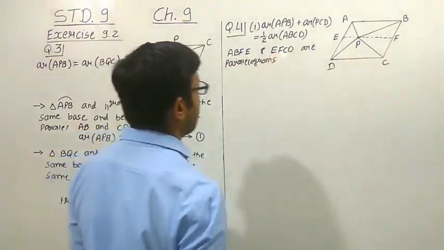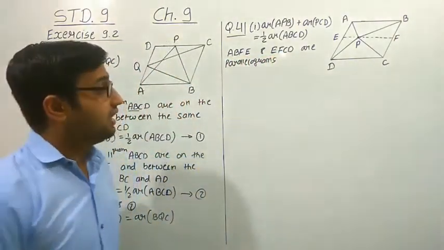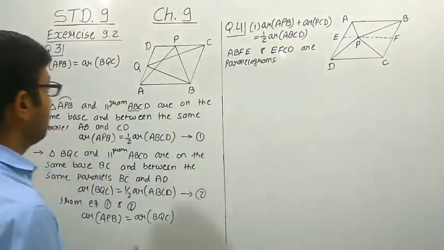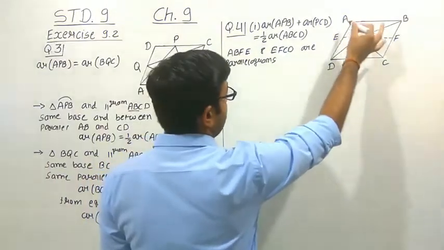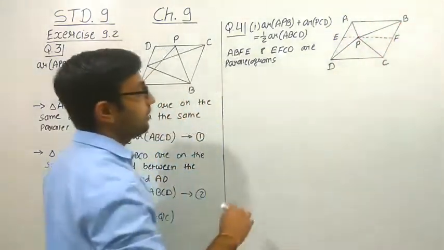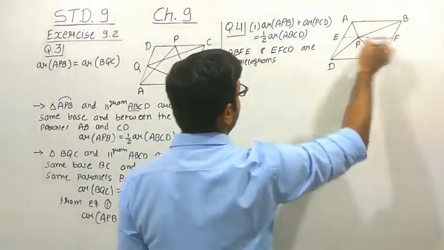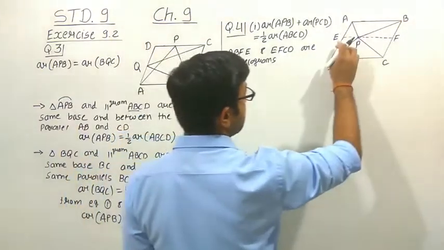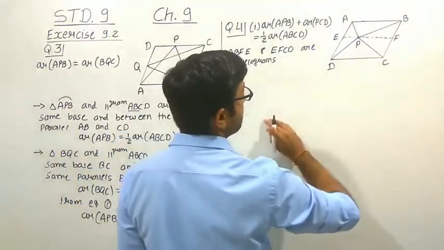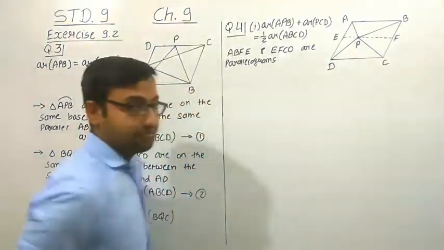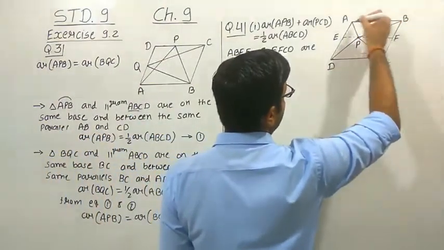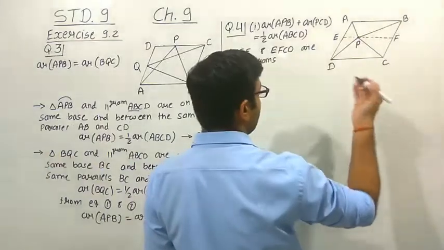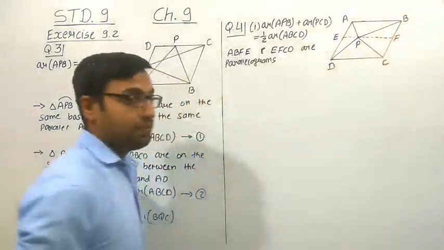Both are parallelograms. Now the same thing as we have done here, we have to apply here. See, the triangle APB and parallelogram ABFE are on the same base AB and between the same parallels AB and EF. Why do we take the base as AB? Because for the triangle this is the base, so we can take the same base for the parallelogram.